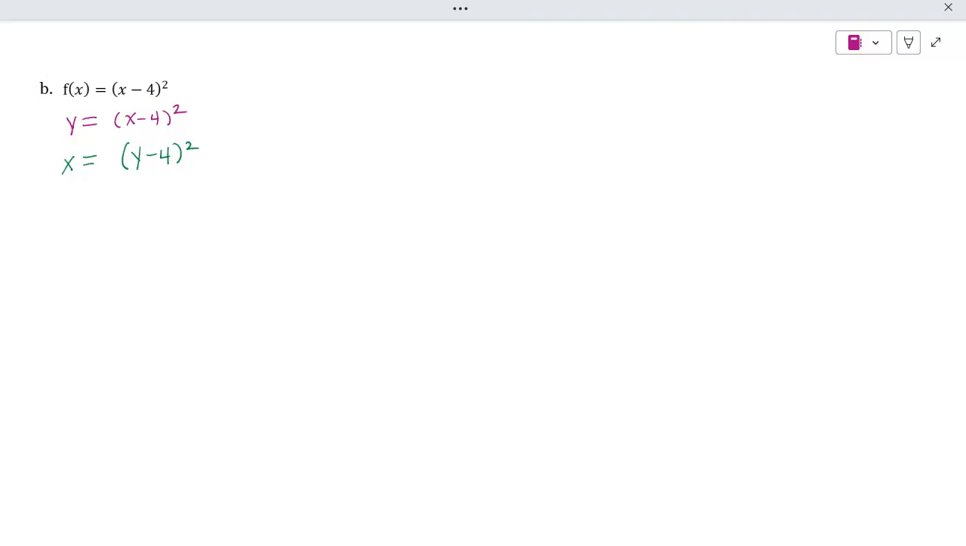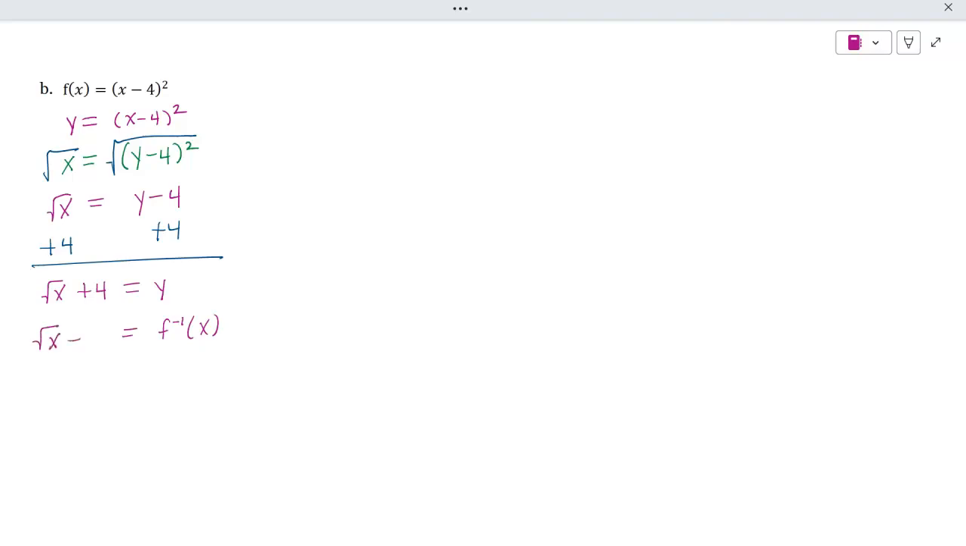So I am going to take the square root of both sides so I can get rid of that square on the right-hand side. So I've got the square root of x equals y minus 4. Then we'll add 4 to both sides. And we're getting that square root of x plus 4 is equal to y. And then for our last step, instead of y, we'll write f inverse of x. All right, so this is f inverse of x equals square root of x plus 4.